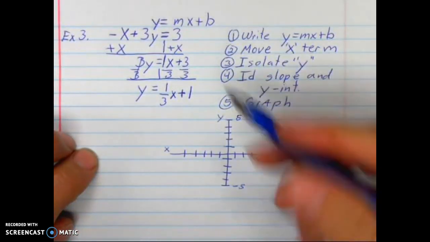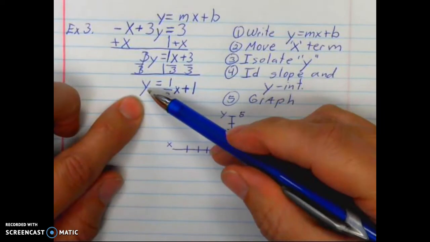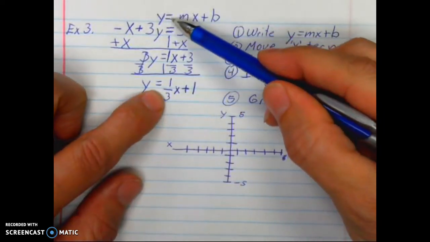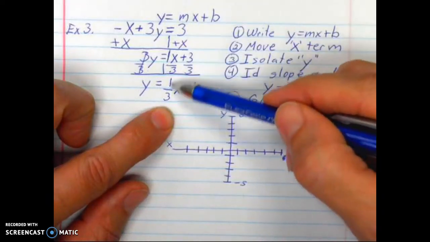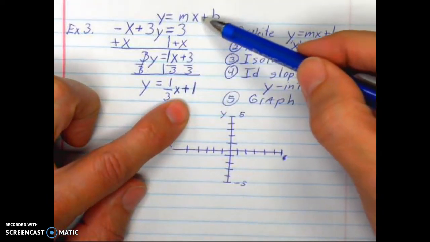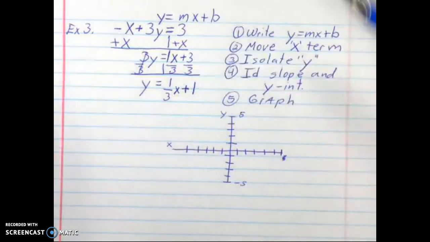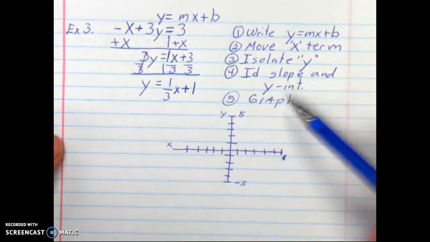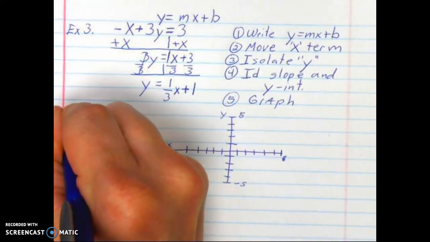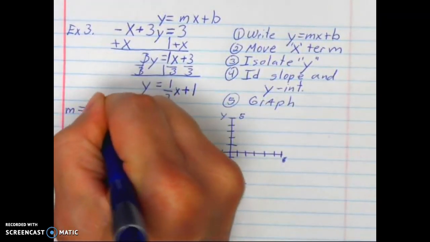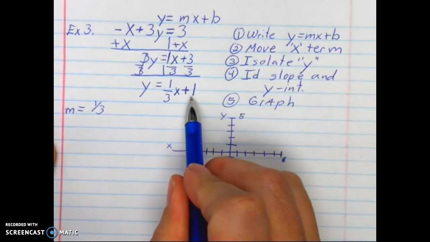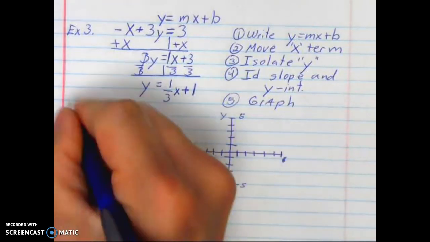Does it match the form? Let's see. Is y by itself? Yes. Is there an equal sign? Yes. Is there a number or a fraction in front of x? Yes, there is. And is it followed by a plain number, my b? Yes, it is. So step 4, identify the slope and the y-intercept. What is my slope? My slope is 1/3. What is my y-intercept? My b, it's +1.